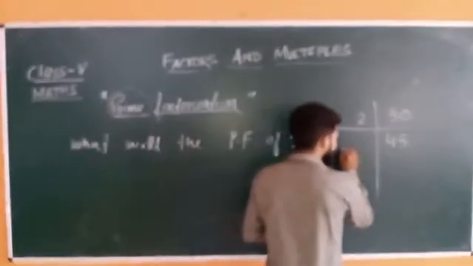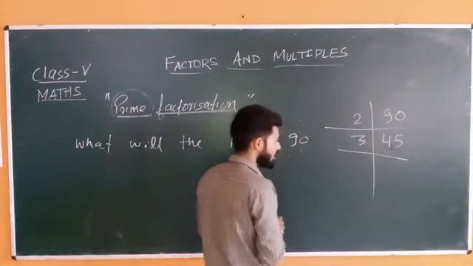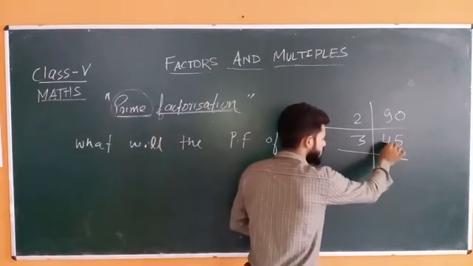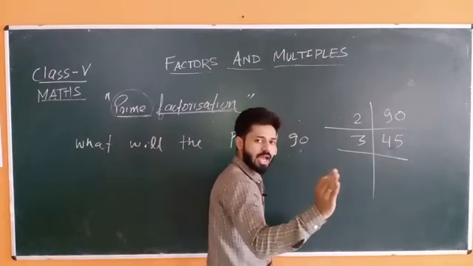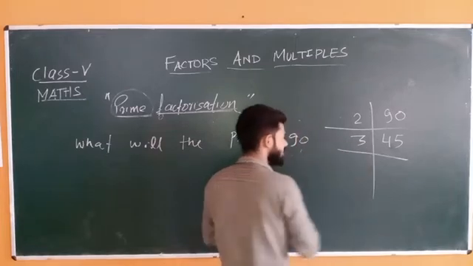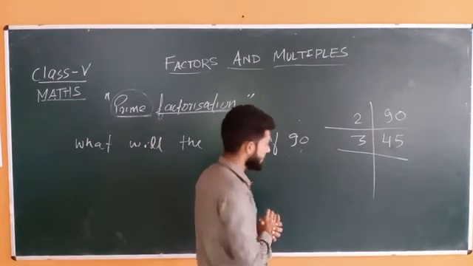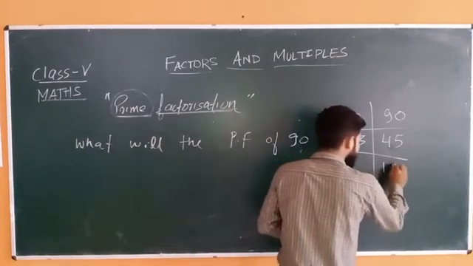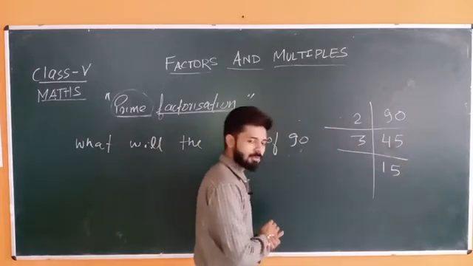So what will be that number? 3 is that number, because adding both the numbers 4 plus 5 you will get 9, and 9 is completely divided by 3. This is the divisibility rule of 3. So how many times? 15 times.